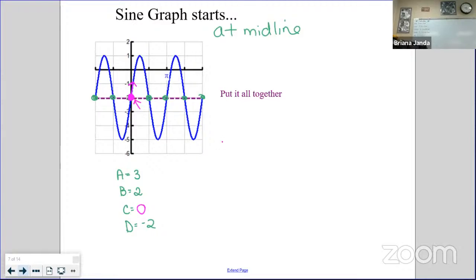So write my equation. Y equals. Fill in the letters in the appropriate spots. So we have an amplitude of 3. We are writing this as a sine curve because we picked a dot that started on our midline. I have a B value of 2. I do not have a C value, which means you do not need double parentheses. If we have both a B and a C, you must have double parentheses. If you have only one or the other, you do not need double parentheses. And finally, our D value is -2.